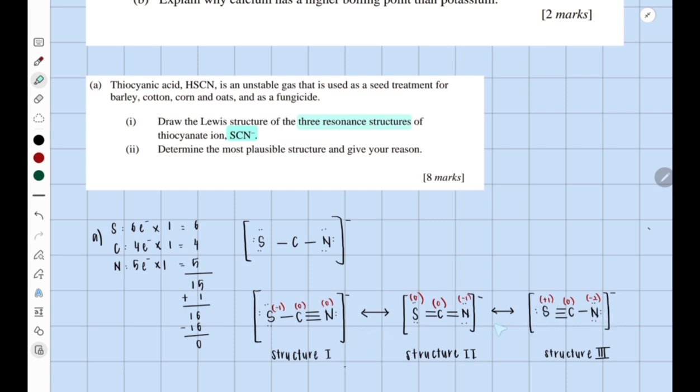Between the structures, we need to put the arrow because they are resonance structures. So how will you get the marks? If you write structure 1, you will get 1 mark, structure 2 1 mark, and structure 3 1 mark.